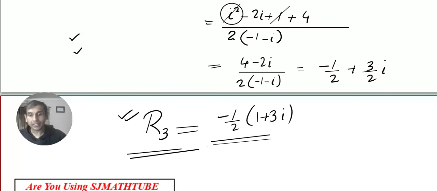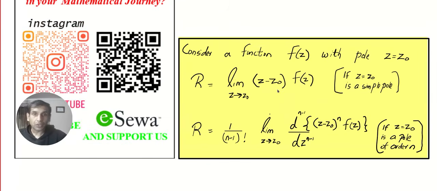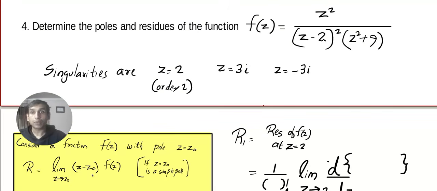Now, did you copy the formula? Okay, now let's go for another problem. Determine the poles of the function z square divided by etc. So we have, no, 3 poles. How do you get the pole? Equate the denominator to 0.